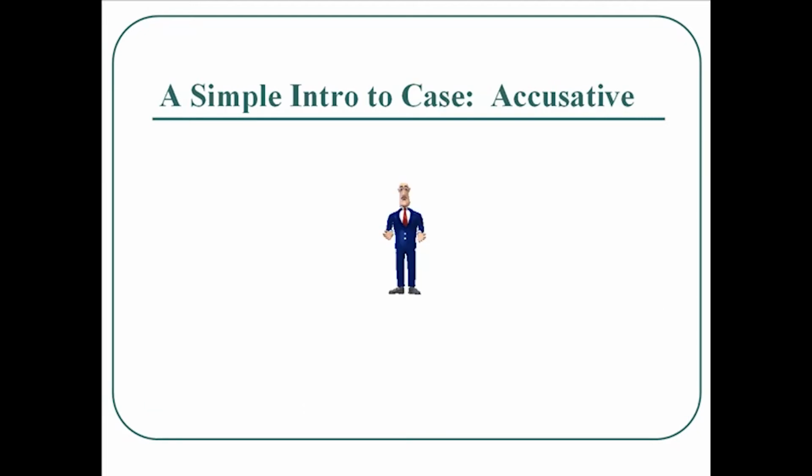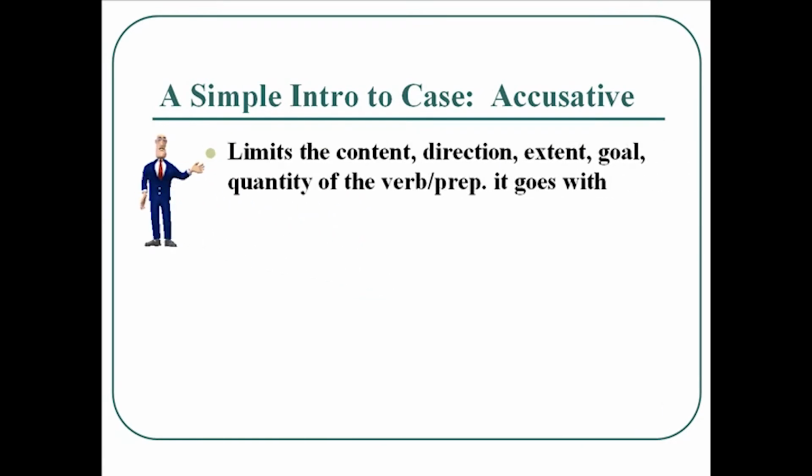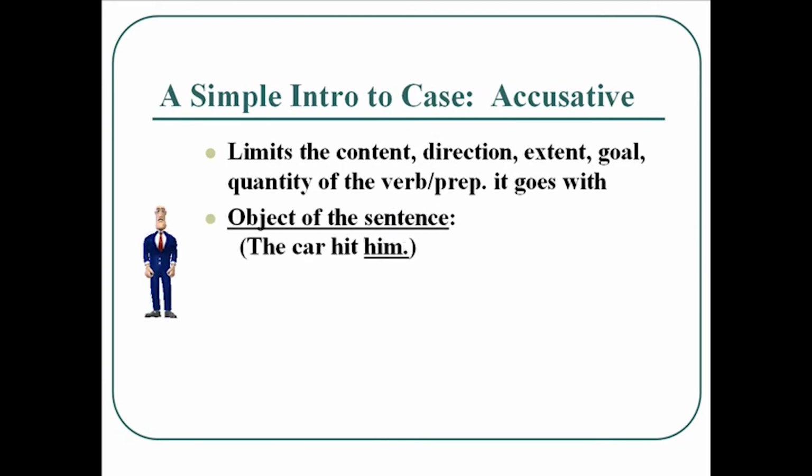While the nominative is the most frequently used case as a subject of the sentence and other usages, the accusative is the second most frequently used case. Generally, it occurs as the object of the sentence. Its root idea seems to limit the preposition or verb that it's attached to in terms of content, direction, extent, goal, and especially quantity. Generally, the accusative is used for the object of the sentence.